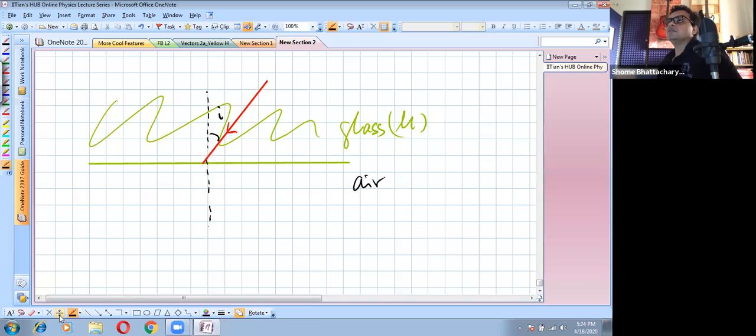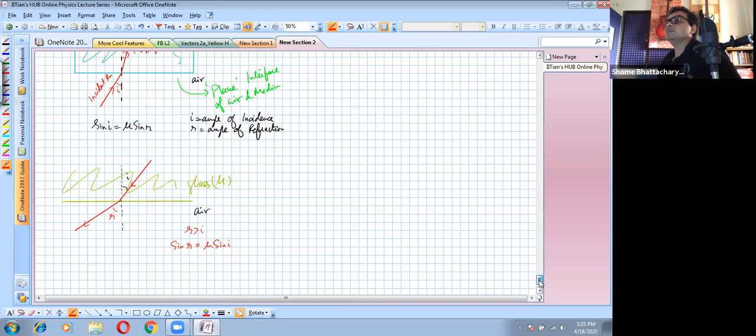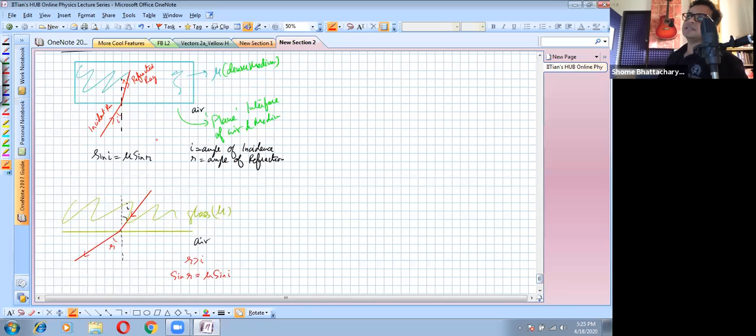So now what will happen? It will bend away from the normal because it is going into a rarer medium. And you can just think of it as applying reversibility to the previous diagram. So here r will become greater than i, because here the principle is the same pair of r and i, but it will become sine r equals mu sine i. So this diagram and the previous diagram are basically the same thing, but with reversibility. Just imagine the angles are all the same.